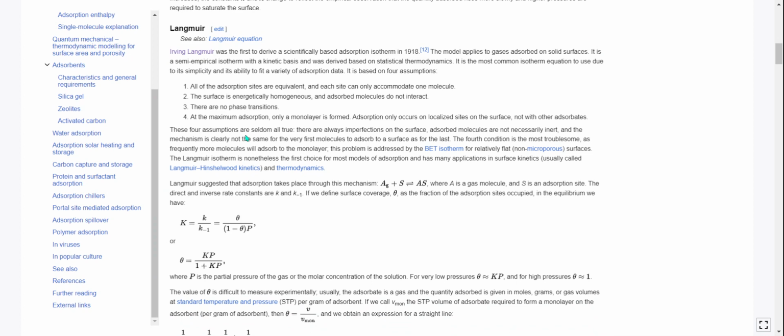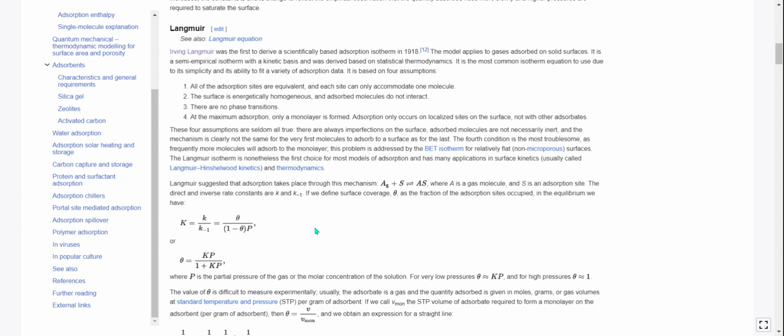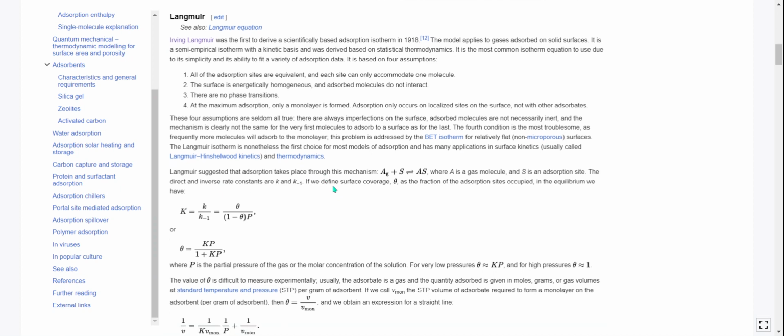These 4 assumptions are seldom all true. There are always imperfections on the surface. Adsorbed materials are not necessarily inert, and the mechanism is clearly not the same for the very first molecules to adsorb to a surface as for the last. The fourth condition, which is only a monolayer is formed, is the most troublesome, as frequently more molecules will adsorb to the monolayer. This problem is addressed by the BET isotherm for relatively flat, non-microporous surfaces.